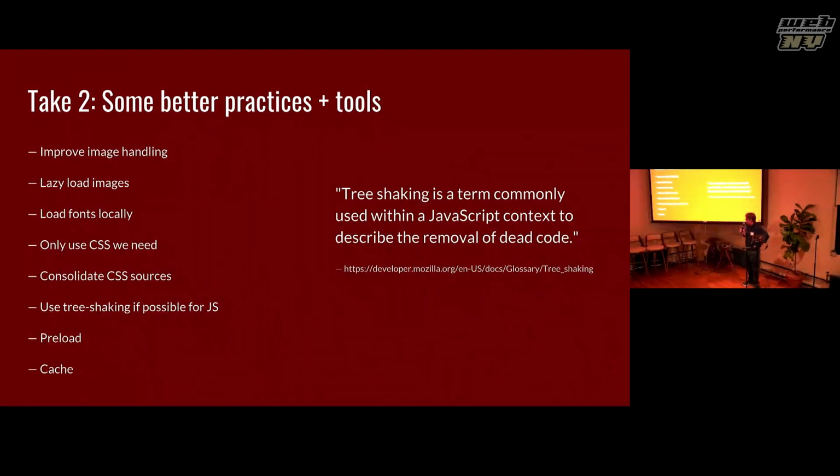So first off, we're going to look at our images. We're going to see if we can improve the images themselves and lazy load them, only use them when we need them. We're going to not pull our fonts from Google. We're going to pull them locally. We're going to improve our CSS. We're going to use tree shaking if we can for all of that JavaScript that we're using for search. And we're going to do some other things to improve on top of that.